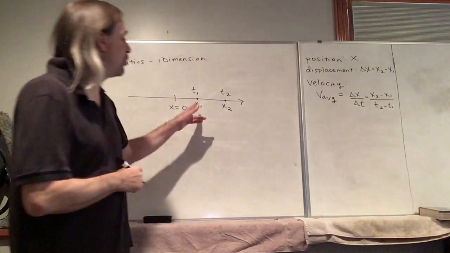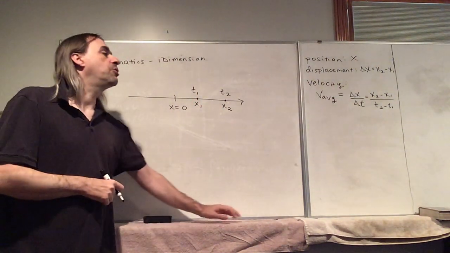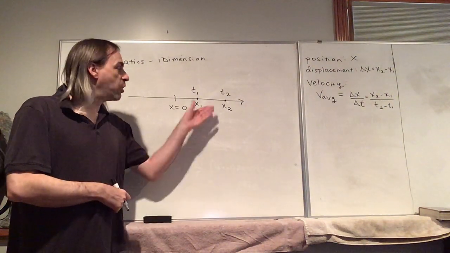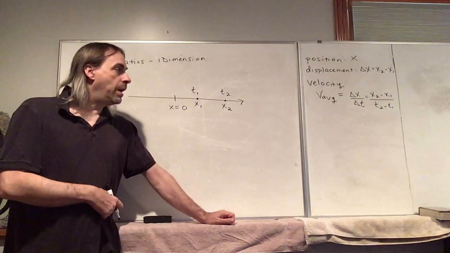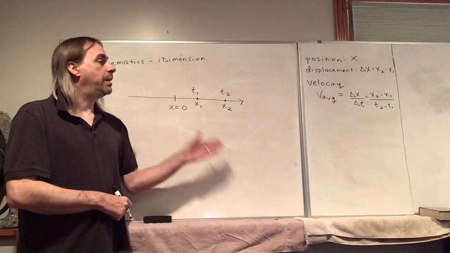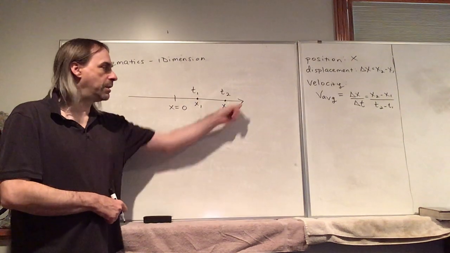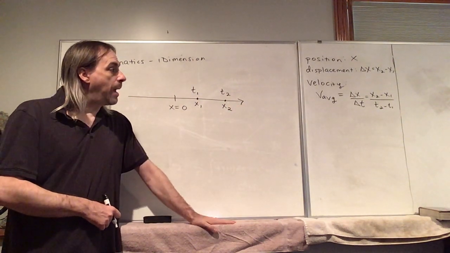Now, like in this example, we start at x1 at t1, end up at x2 at time t2. So that's how we would define the average velocity over that time interval, delta t. And again, velocity can be positive or negative. Here, if we start at x1 and end at x2, that'd be a positive velocity because we're moving in our positive direction.